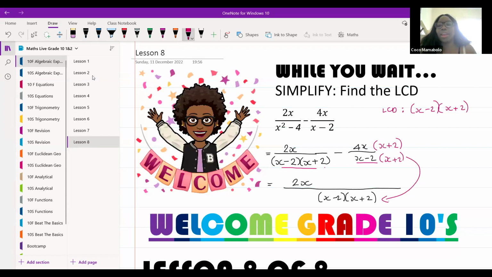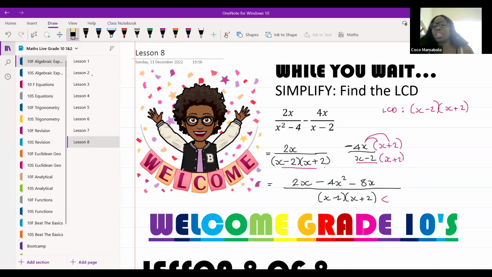So I then have to distribute. Now, remember, guys, when I'm distributing, it's not just the 4x that I'm distributing in. There's a negative there. So what I'm actually distributing into this bracket is negative 4x. I'm just going to move this negative next to the 4. Negative 4x is what I'm actually distributing into the bracket. So negative 4x times x would give me negative 4x squared, minus 8x. That's what I would get there.